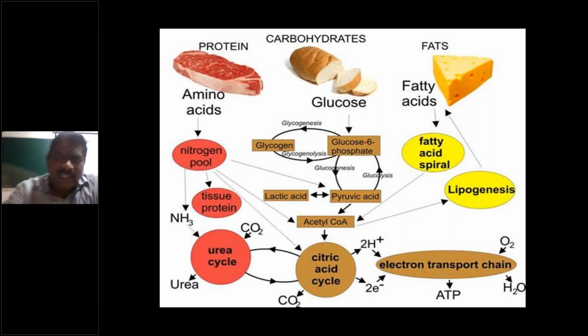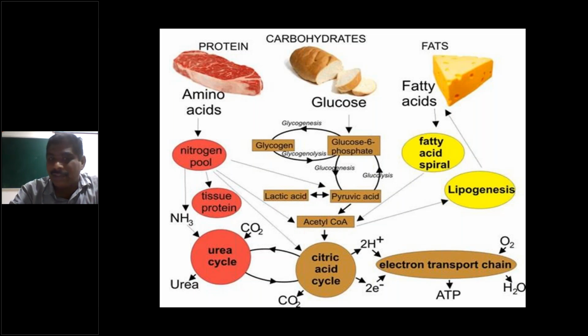This is another representation, with proteins, carbohydrates, and fatty acids. From proteins you get nitrogen, released in the form of ammonia. Body tissue proteins undergo degradation, and from these amino acids ammonia is also released. This ammonia undergoes the urea cycle, and there is a connection between the urea cycle and the citric acid cycle.